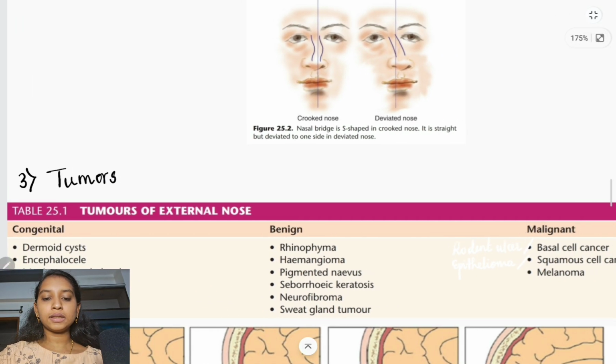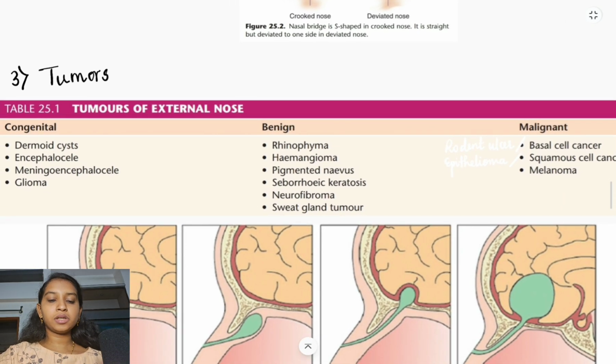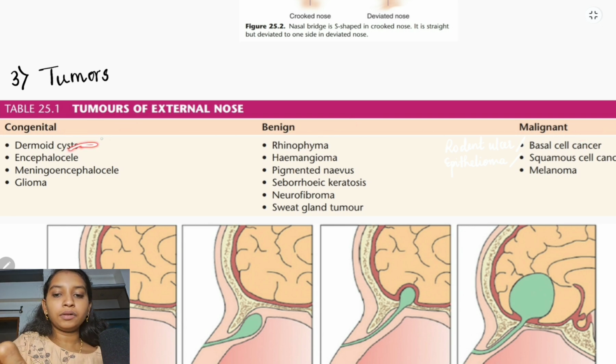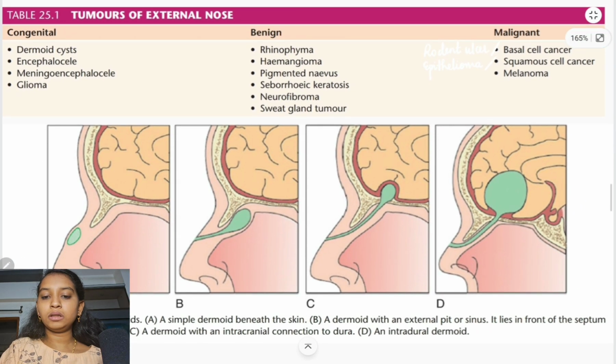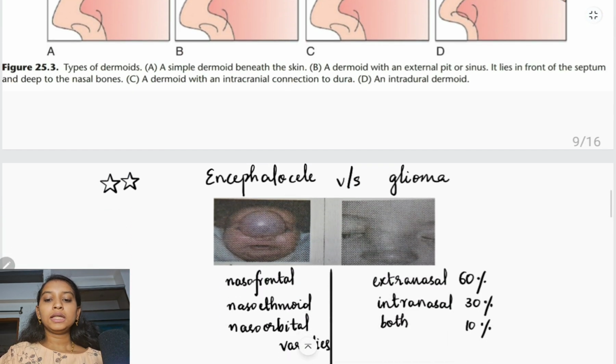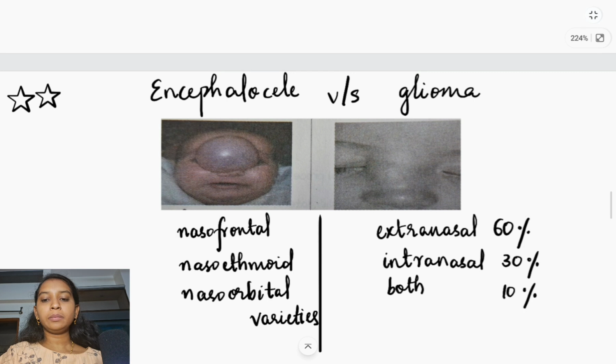Coming to tumors of the external nose, they can be of three major categories: congenital, benign, or malignant. In congenital tumors, we have dermoid cyst, which can be of various anatomical locations. It can be just beneath the skin or may go into the cranial cavity, extended like this. There are other tumors like encephalocele and glioma and meningoencephalocele. These are basically skull-base defects.